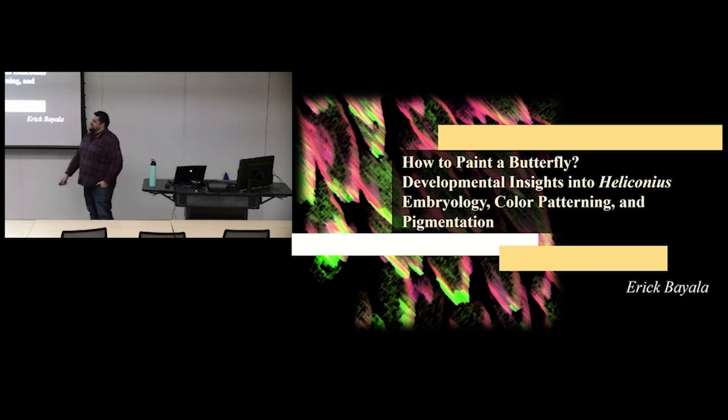Thank you everybody for being here, and thank you to the organizers for putting this together. And as Emma was saying, I'm going to be talking a little bit more about my PhD work. I hope to also transition towards the end of what I'm doing here. So it's going to be a little bit of both my butterfly research and my current fly work. So the title of my talk is How to Paint a Butterfly, Developmental Insights into Heliconius Embryology, Color Patterning, and Pigmentation. But before we go there, I want to tell you a little bit about me and how I got to where I am and how I got interested in this.